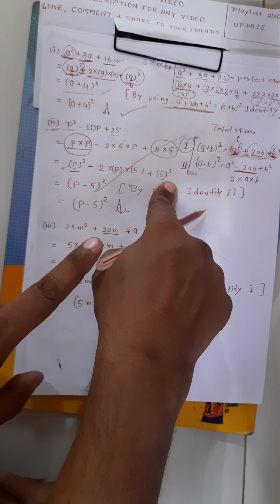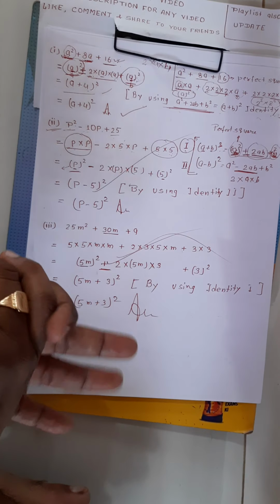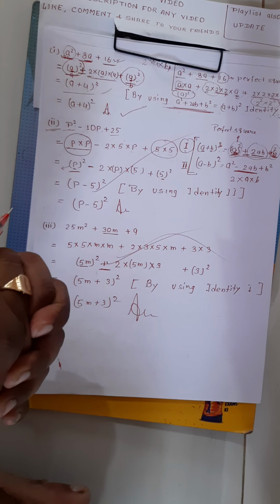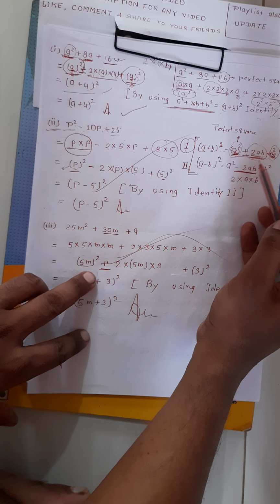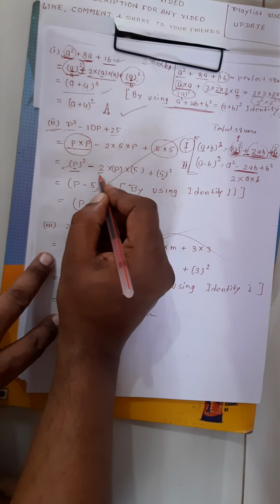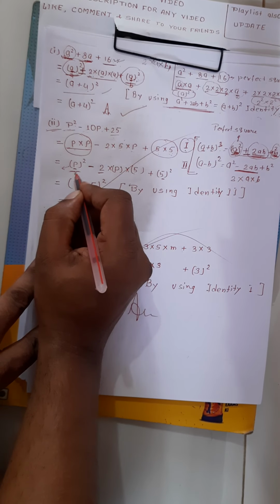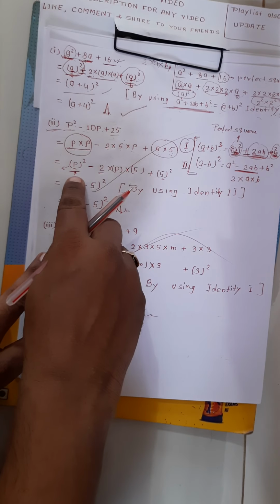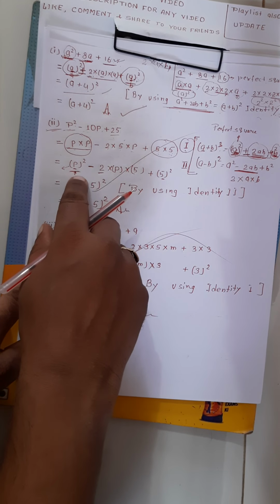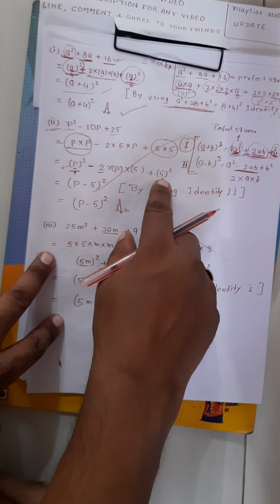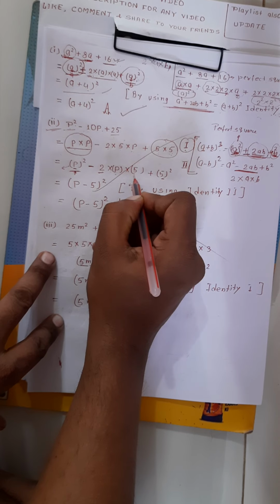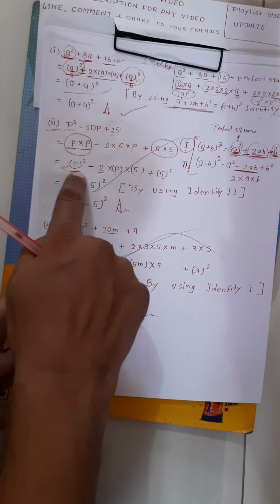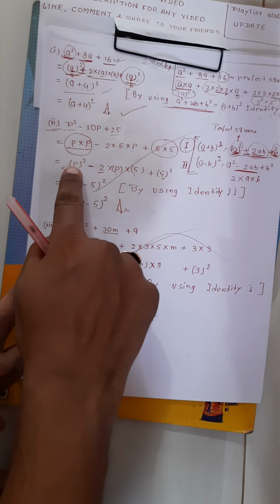Now our second condition is we have to find 2 into a into b. For identity number first or second we need 2 into a into b. So we write 2 into the value of a. Here we know that our value of a is p and our value of b is 5, so it will be 2 into p into 5. Okay, because here what is the value of a, p square is there, so here it should be a square.